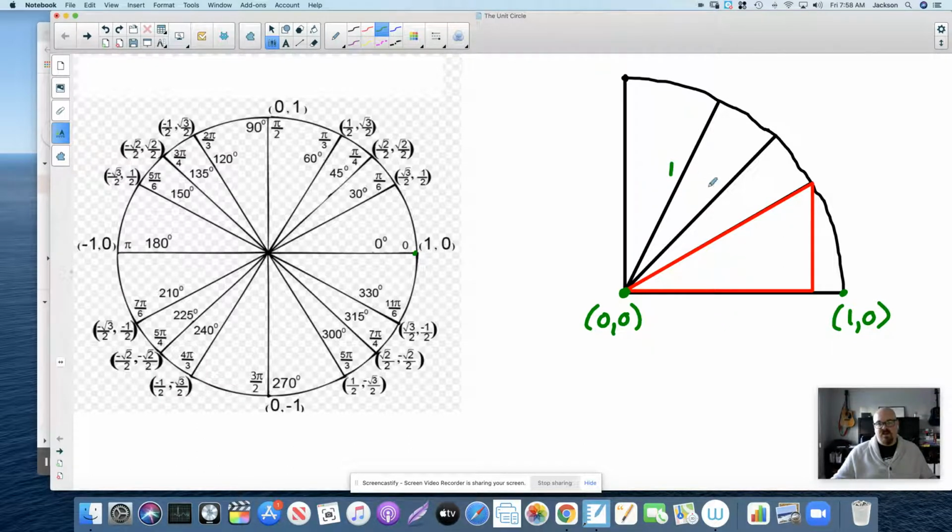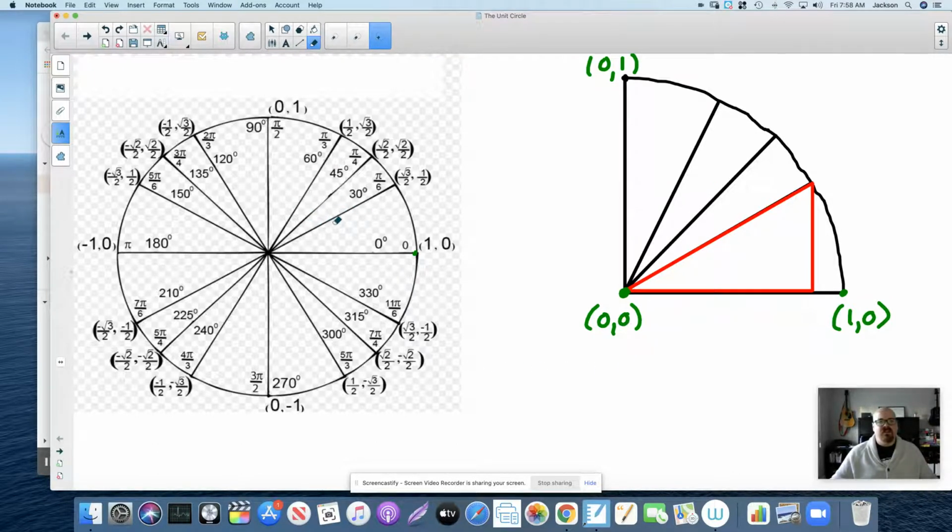So this has a length of 1, this has a length of 1, this has a length of 1, this has a length of 1, and this has a length of 1. So up here, we have coordinates (0, 1). We're going to come back to these coordinates down the road a little bit. First, we're going to look at how the circle is broken up.